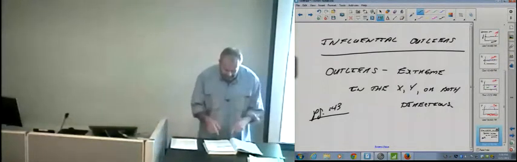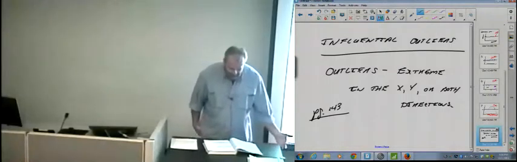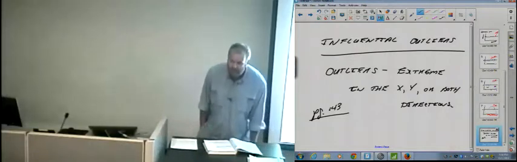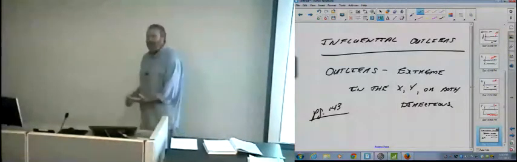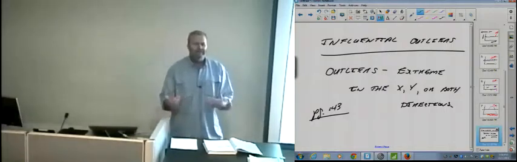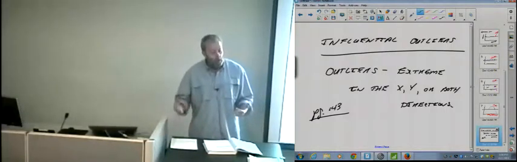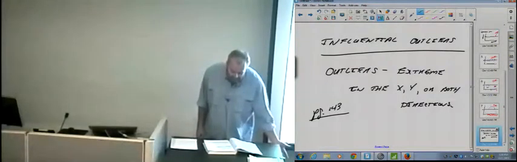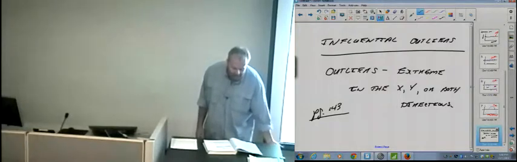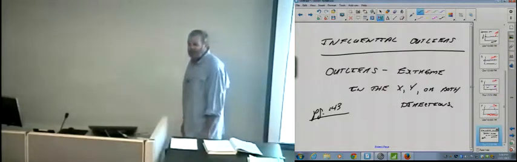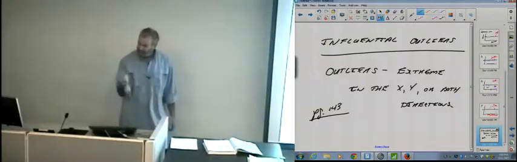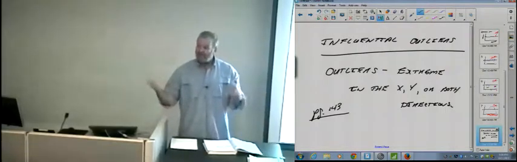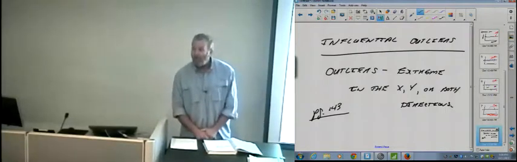Now, the important part to me is the next little part. Points that are outliers in either the X or the Y direction are often influential for the correlation. In other words, what it's telling you is not always, usually points that are extreme in the X or the Y have an influence on the correlation. Points that are outliers in the X direction are often influential for the least squares regression line. Only the X direction, right? Something that's extreme in the X will move the line a bunch. Something that's extreme in the X or the Y will change the correlation a bunch.